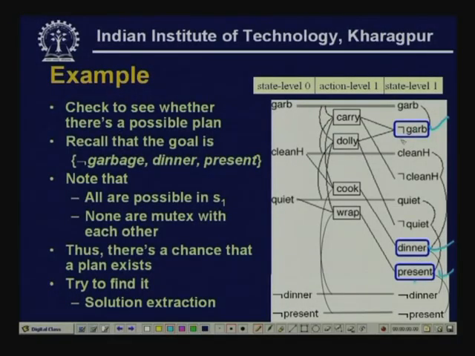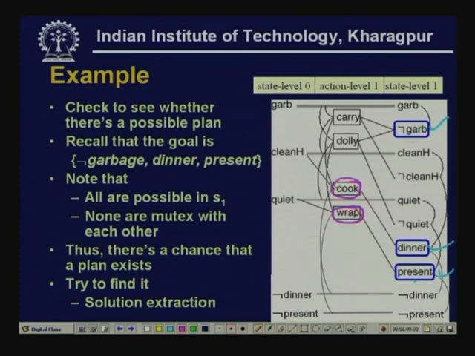So, this satisfies a necessary condition that a plan can exist. Now, we have to do plan extraction to find the solution. How do I find the solution? You see, not garb requires either carry or dolly. Dinner requires cook, present requires wrap. So, for present we have to take wrap, for dinner we have to take cook, and for not garbage we have to take either carry or dolly.